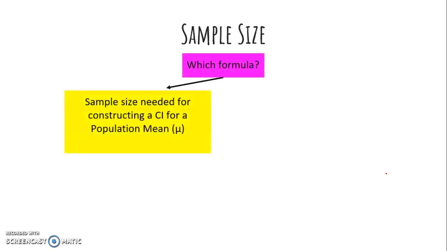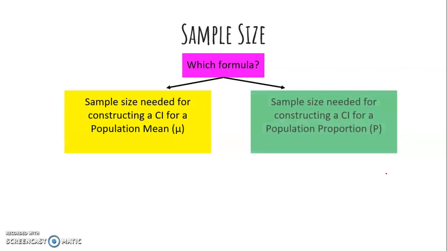Okay, so I also have a flowchart for sample size, because you might recall there's 3 different formulas for that. So if you're calculating a sample size, what are you calculating the sample size for? Is it for estimating a confidence interval for a mean or a proportion? So sample size needed for constructing a confidence interval for a population mean or for a population proportion.